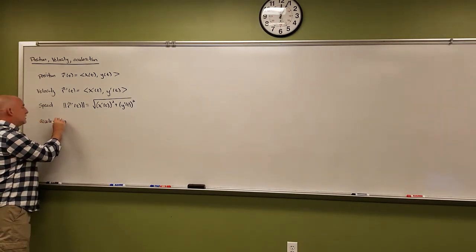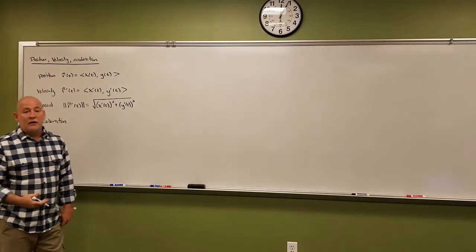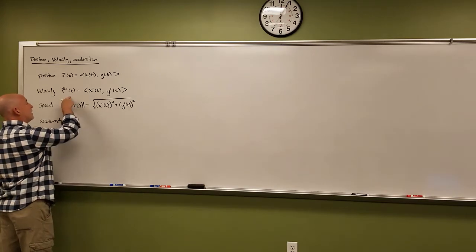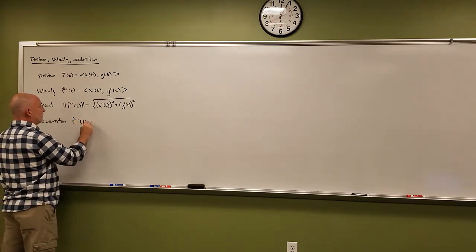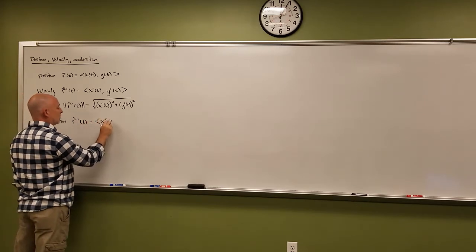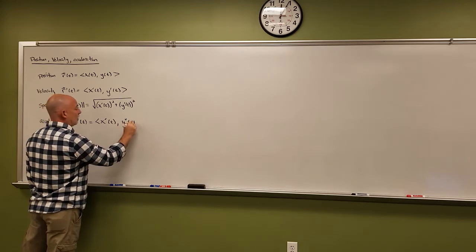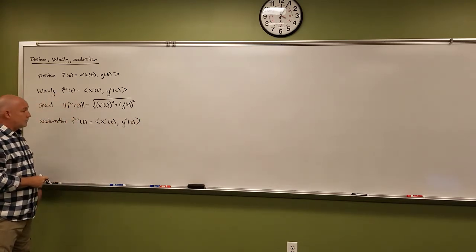And of course, acceleration. Acceleration is how fast your velocity is changing over time. So that's going to be the rate of change of the velocity, which is r prime, or the second derivative of the position, which is just, of course, r double prime, x double prime, and y double prime of t. And of course, if there was a z, you'd have the second derivative there.